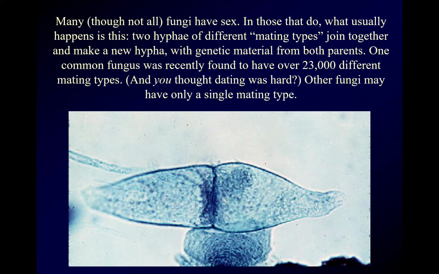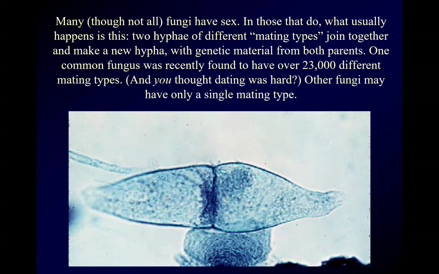Incidentally, one common fungus was recently found to have over 23,000 different mating types. Not every living thing is only male or female. You thought it was hard to date. Imagine how hard it is for these fungi to find a date when they've got to scroll through a list of 23,000 different mating types just to find somebody that's compatible. There are other fungi that only have one mating type. So sex in the fungi can have complications not known to us humans.